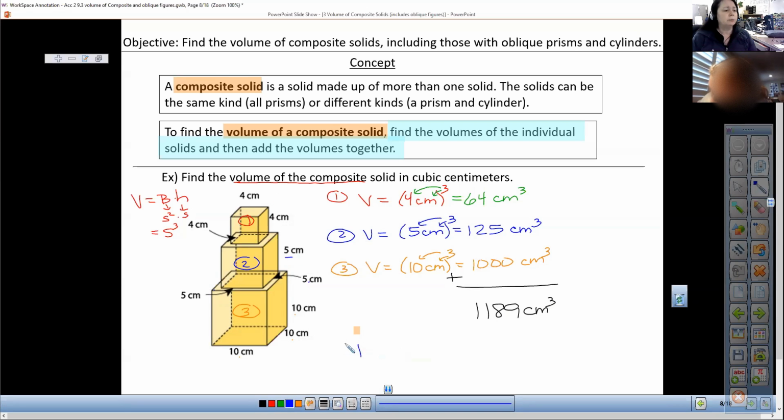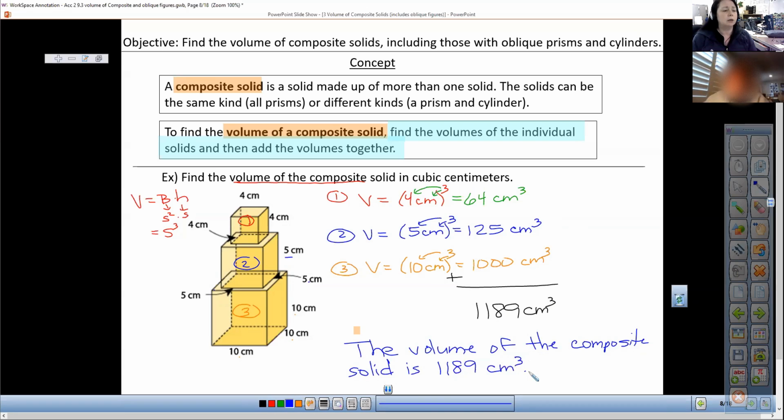So the volume of the composite solid is, not is about this time. We didn't do any estimating or rounding anywhere. The volume of the composite solid is 1,189 cubic centimeters.